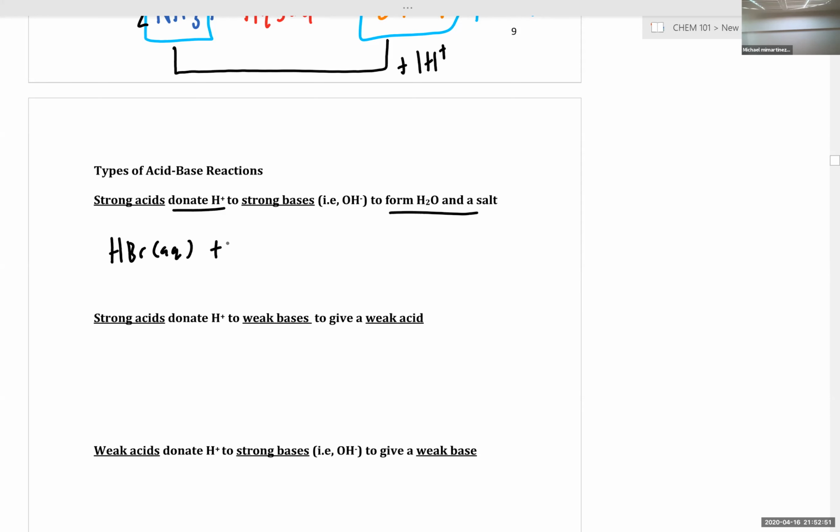Okay. And they react with strong bases. What's an example of a strong base we can use? From our list of strong bases in the notes. Sure, sodium hydroxide, that would work just fine.